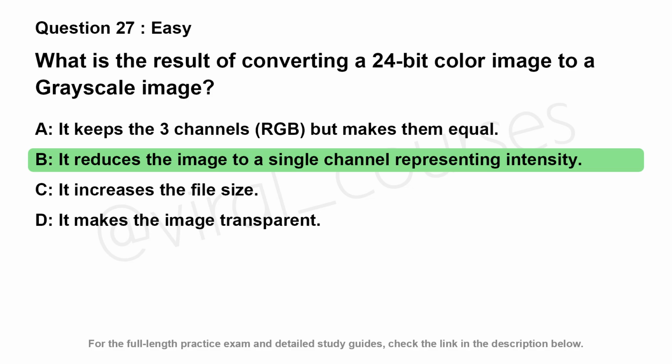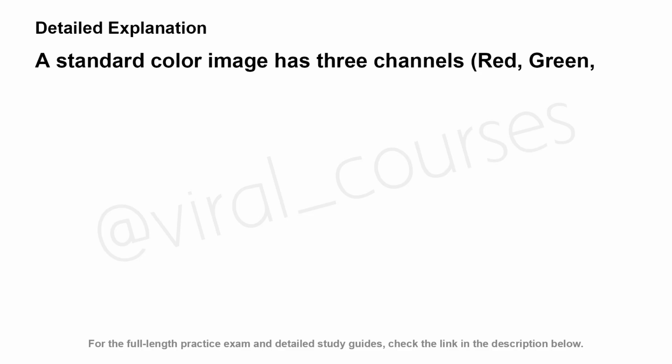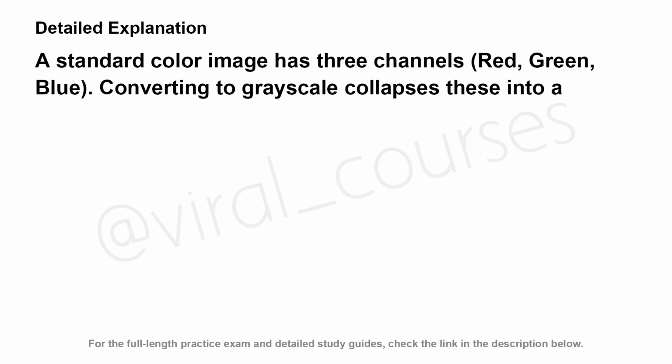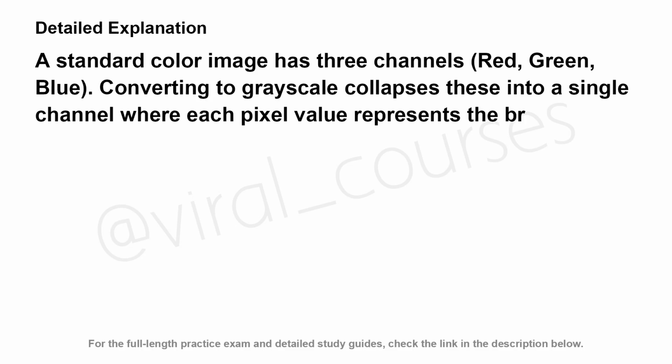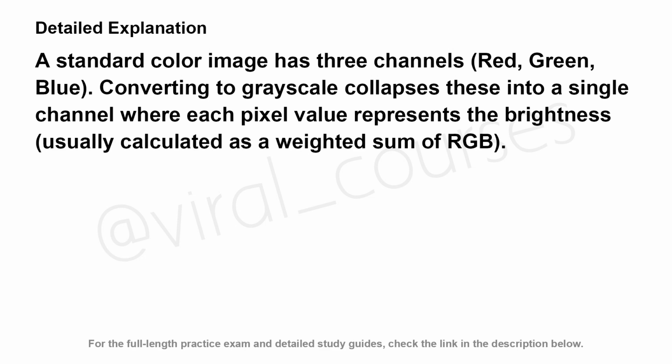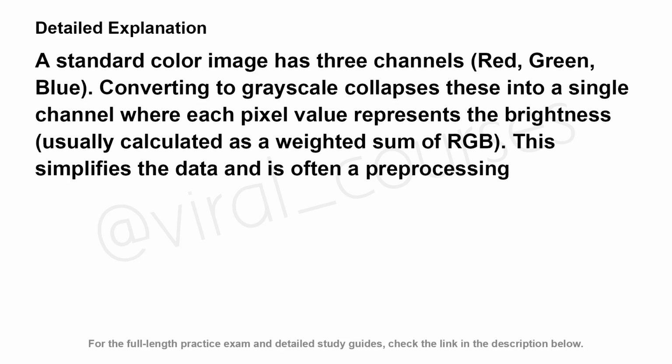The correct answer is B. A standard color image has three channels: red, green, blue. Converting to grayscale collapses these into a single channel where each pixel value represents the brightness, usually calculated as a weighted sum of RGB. This simplifies the data and is often a pre-processing step for edge detection.